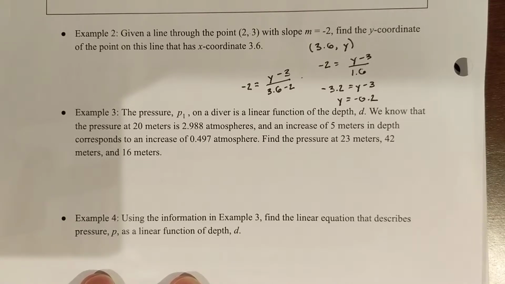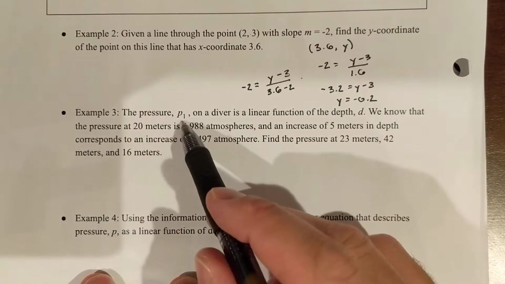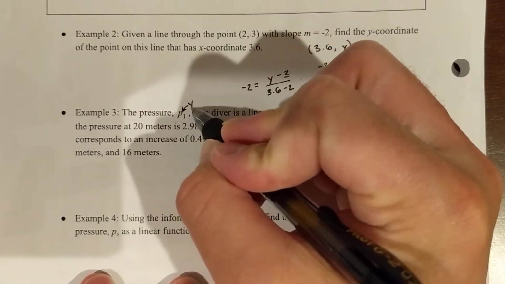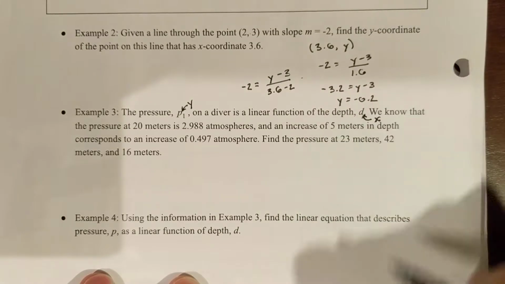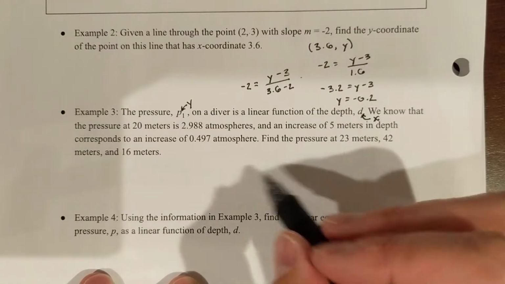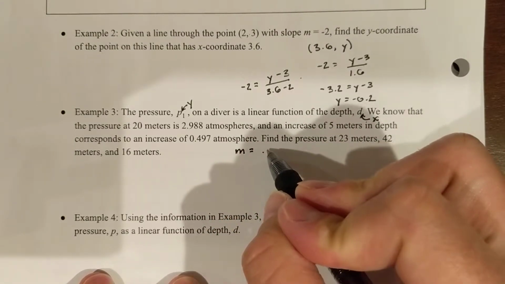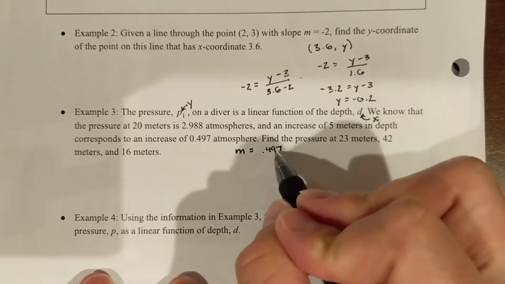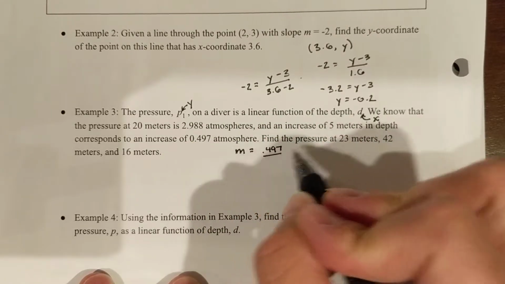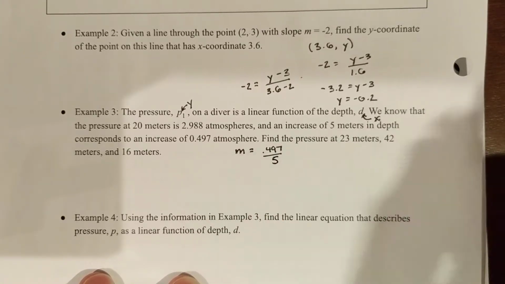Alright, so example 3. The pressure on a diver is a linear function of the depth d. We know that the pressure at 20 meters is 2.988, and an increase of 5 meters in depth corresponds to an increase of 0.497 atmosphere. Find the pressure at 23 meters, 42 meters, and at 16 meters. The pressures are acting like our y values. The depth is acting like our x values. So it's delta y, so for this equation, m is 0.497, the change in our y value, pressures, divided by our change in depth, 5.